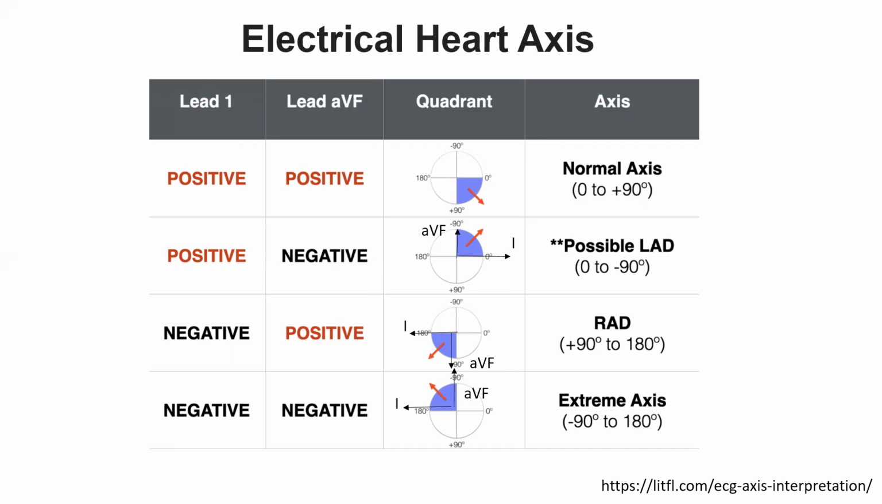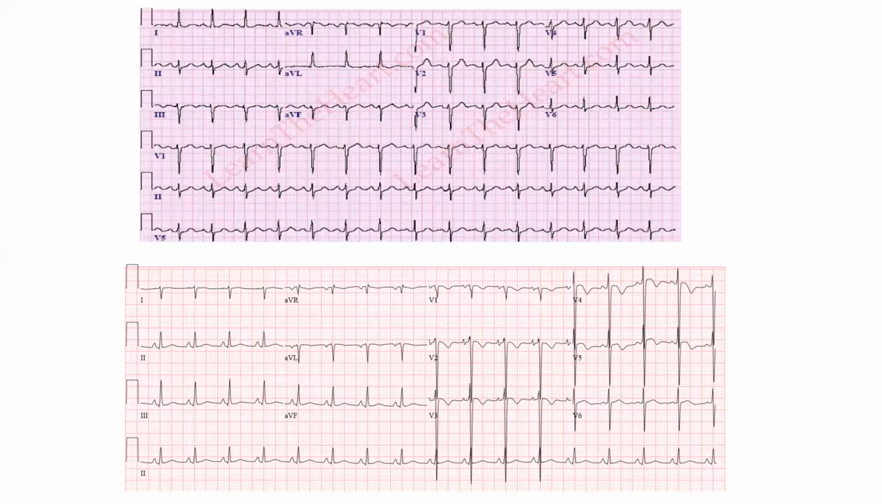Okay, so now I'm going to give you an example of how to determine the axis in a real EKG. You can see that in the upper panel of the EKG, lead one is positive, and for aVF we can see that the R to S is negative, right? Because the S wave is bigger than the R. So lead one is positive and aVF is negative, which means the deviation is left.